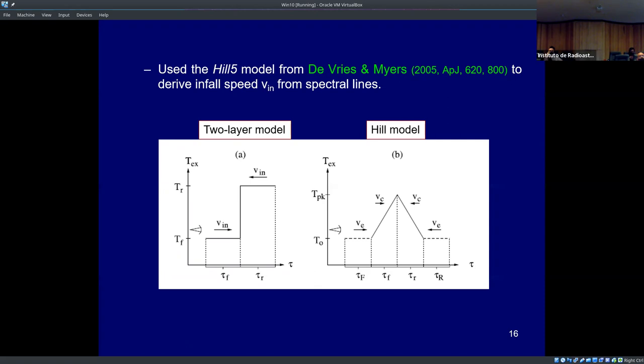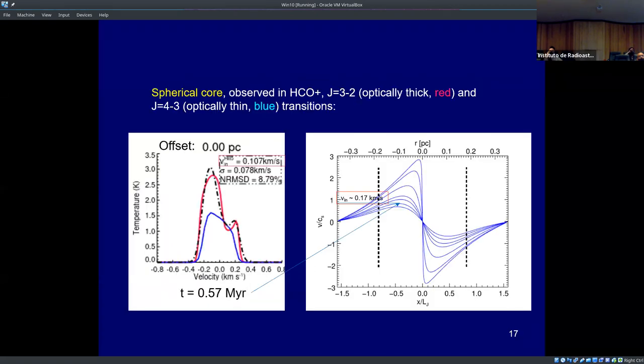And so we made the synthetic observations and then we got the profiles and then analyzed the profiles with this method. And so for example, this is the line profile for the spherical core. We observe it in HCO+ in two transitions, J equals 3 to 2, which is optically thick, because we've been finding out that this core is a little bit too dense compared to real cores. And then an optically thin line, which is still HCO+, but J 4 to 3. And so this is the line profile. We observe it at many different times, but this shows a particular time, which is relatively early in the evolution of the core. It's here.